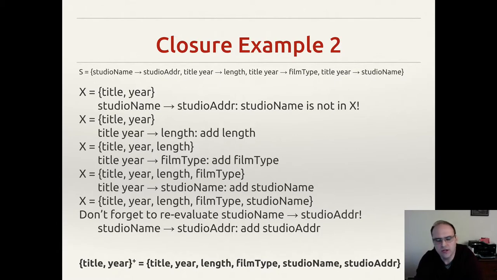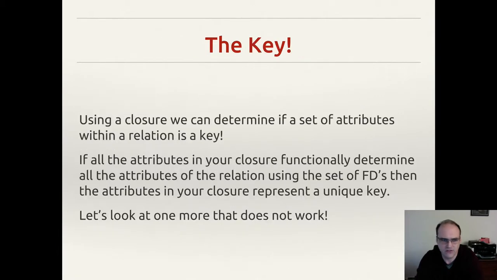Because remember, that functional dependency only required studio name for studio address, right? And now studio name is in X. So if we go back and reevaluate it, now we can add studio address. So this is a successful closure. We have attributes title and year, with the closure representing all of the other attributes: title, year, length, film type, studio name, and studio address, right? So this was successful.